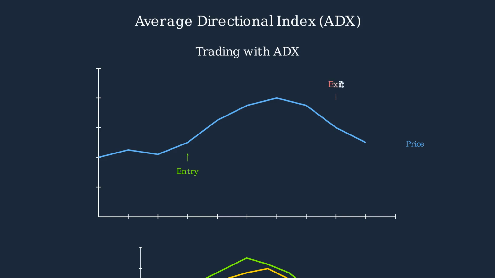Later, when minus DI crosses above plus DI at 0.8 and ADX begins to fall, the trader might exit the position as the uptrend weakens.